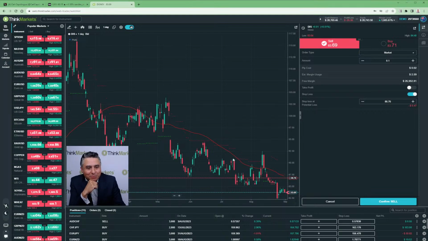What was I saying? This big black candle here, you want to get above that because that is the epitome of supply. That is unfulfilled supply and a demand vacuum.